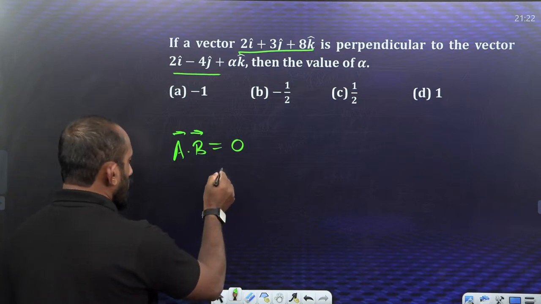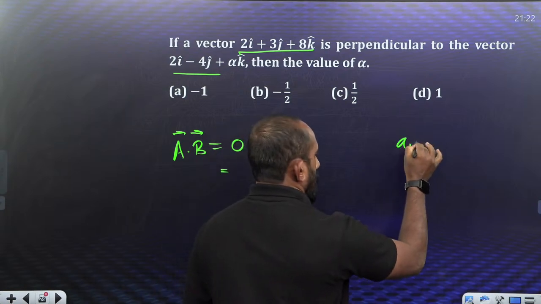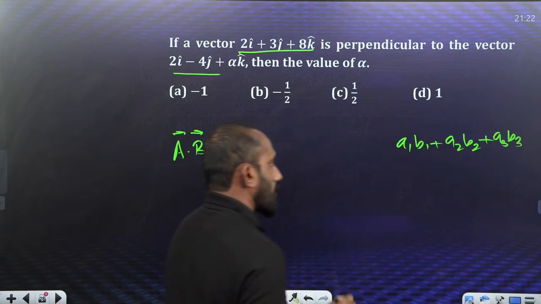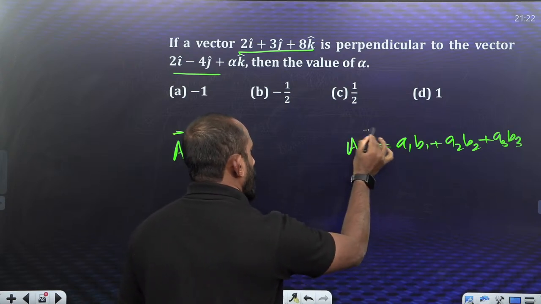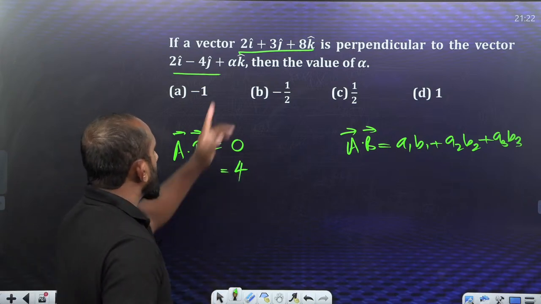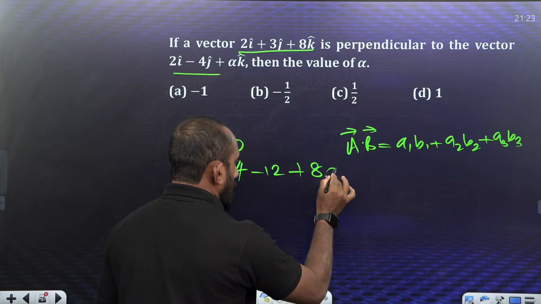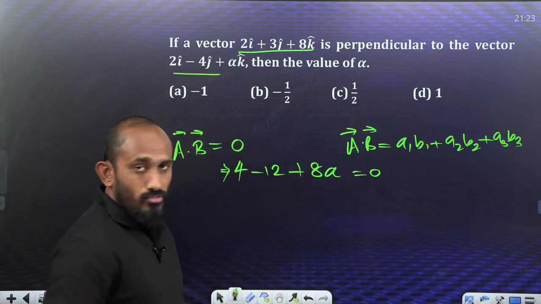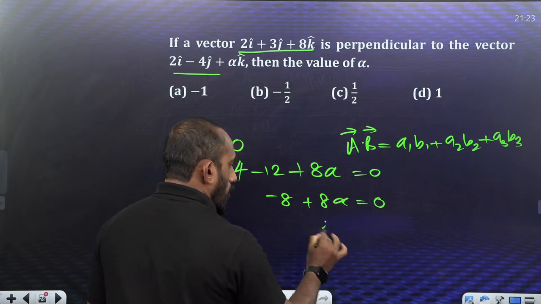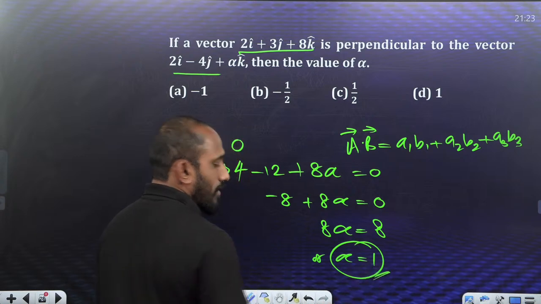So we equate them: a dot b is a1 b1 plus a2 b2 plus a3 b3. It's a way of calculating a dot b. Multiply the corresponding terms: 2 into 2 is 4, 3 into minus 4 is minus 12, plus 8 into alpha is 8 alpha, equal to 0. So 4 minus 12 is negative 8, plus 8 alpha equals 0, or 8 alpha is equal to 8, or alpha is equal to 1.